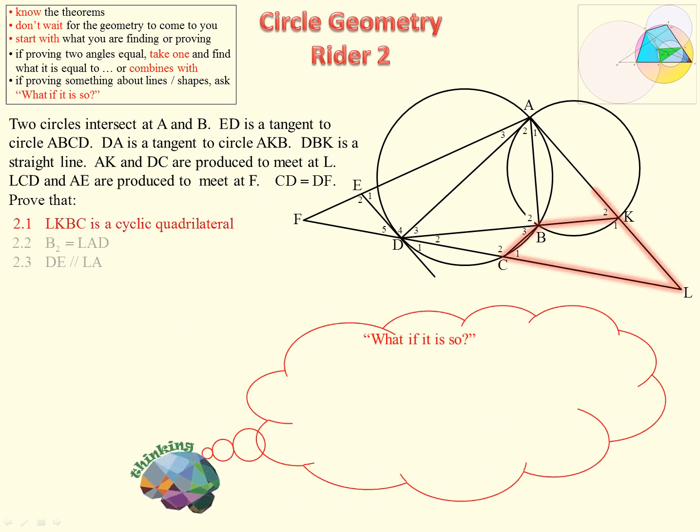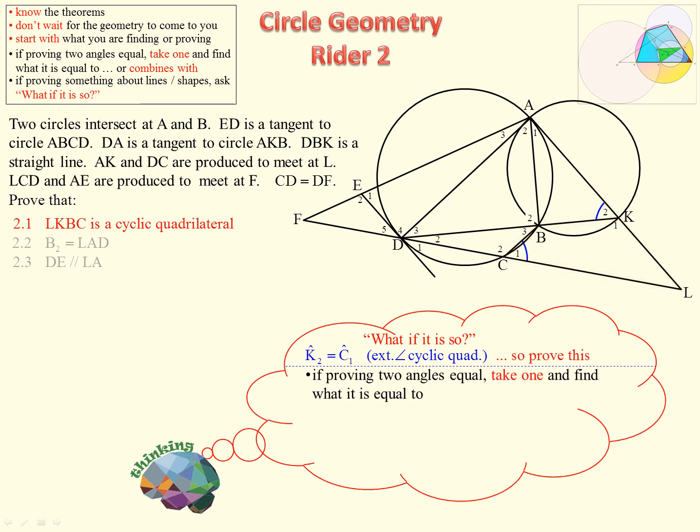So our thought process, because it's a shape, we say, well, what if it is so? Well, we'd have the exterior angle equaling the interior opposite angle. K2 would have to be equal to C1. So let's prove that. And then that means it will be a cyclic quadrilateral.